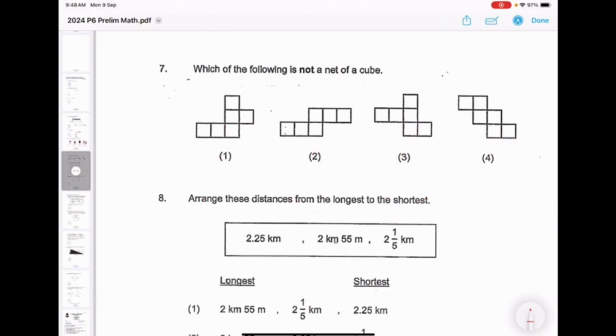Okay, moving on to question number 7. Which of the following is not a net of a cube? This question requires us to have a bit of visualization to be able to see how the net is being folded into a cube.